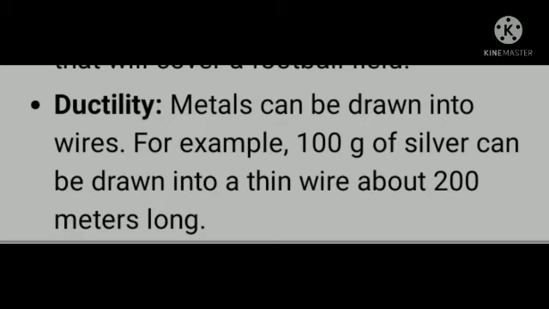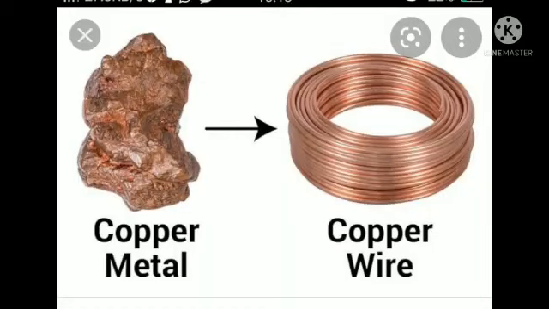Next term or next property regarding metal is what? Ductile, or you can say ductility. The meaning of ductile is that it can be drawn into thin wires. Ductile means what? The substance that can be drawn into thin wires without breaking is called as what? Ductile. You know that, isn't it? Copper, it is used for what? For electricity, isn't it? Copper wires are there. Copper is more ductile in nature. Gold is more ductile in nature. They can be drawn into thin wires for a long length, isn't it? So ductile means the metals that can be drawn into thin wires without breaking is called as what?